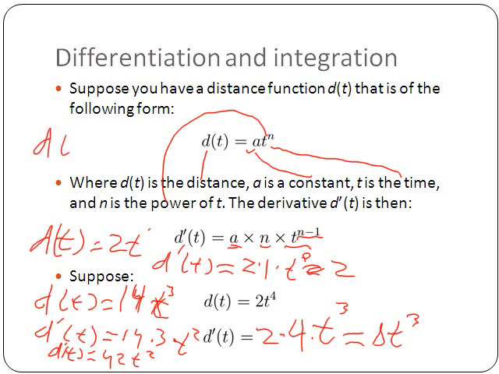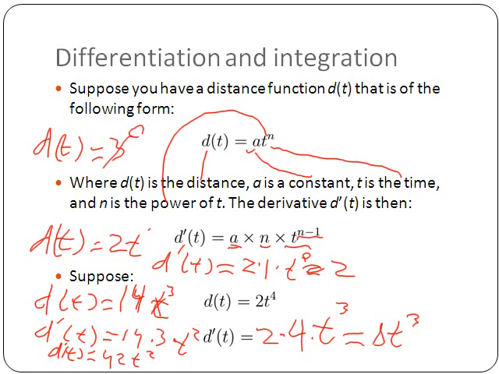Now, second exception. d of t is equal to 3. Well, first thing, think about this. If d of t is equal to 3, that basically means the object's not moving, because no matter what t is, d is always 3. This is something that's just sitting still. And so we said before, if you differentiate the distance, you're going to end up getting a velocity. If you're not moving, what's your velocity? 0. Anytime that you differentiate a constant, it goes to 0.